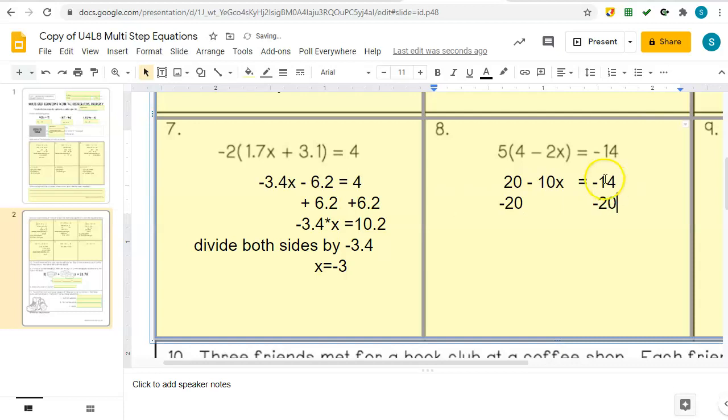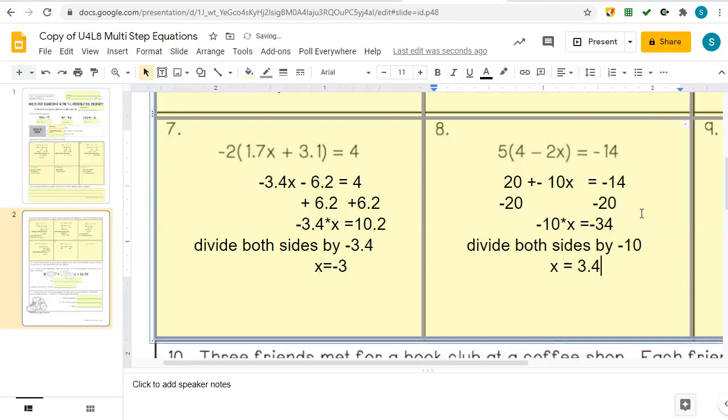Now, for the most part, we've been using the opposite of the operation. So these are going to cancel, but I'm still going to have a minus 10x or plus a negative 10x. So even though these cancel, I'm going to have negative 10x equals negative 34. And then if I divide both sides by negative 10, well, then I get x equals 3.4.